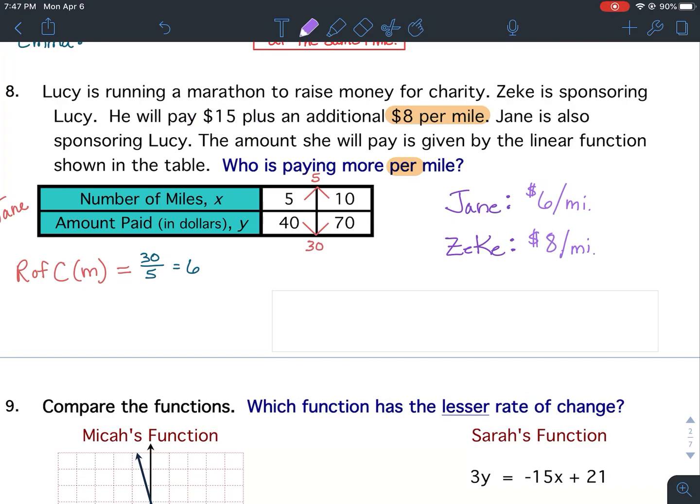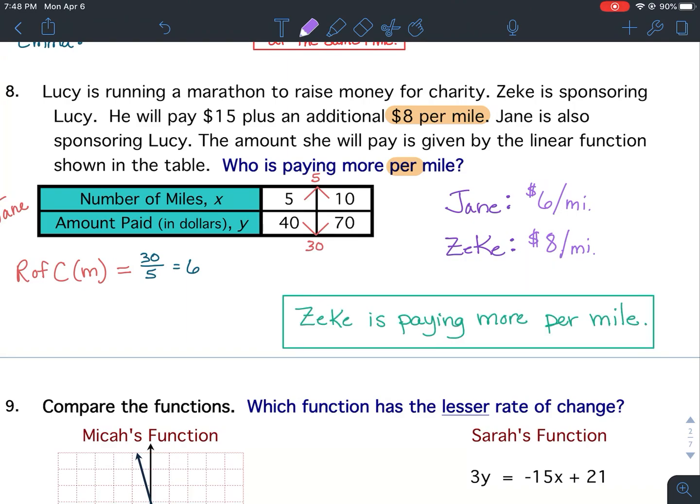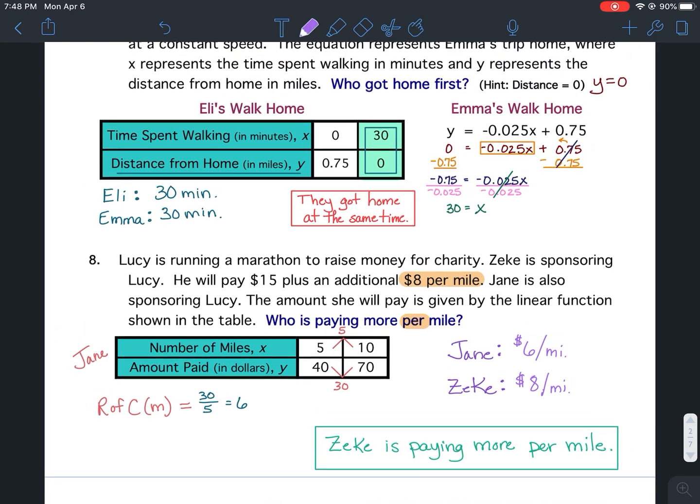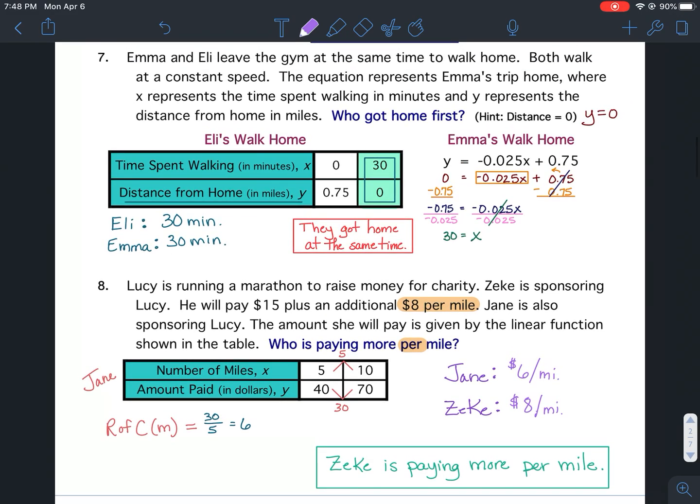Jane is paying $6 per mile. So who will pay more per mile? Zeke is paying more per mile. All right, that's question number 8. If you have any questions on question 7 or 8, let me know.